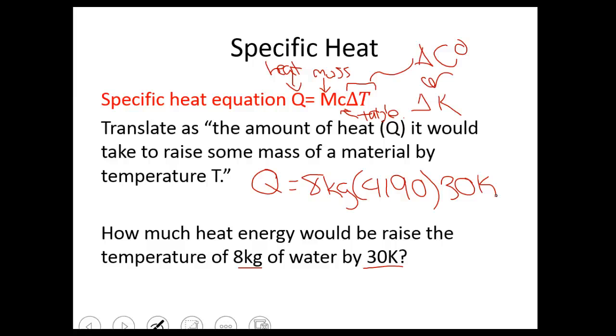To do that, we will do 8 times 4190 times 30, and that's going to give us 1,005,600 joules of heat that need to be added to that system in order to heat that amount of water. And to give you an idea of how much water I'm talking about for that big number, 8 kilograms is about 16 pounds of water. So that's a good bit of water, and this answer, yes, makes sense.